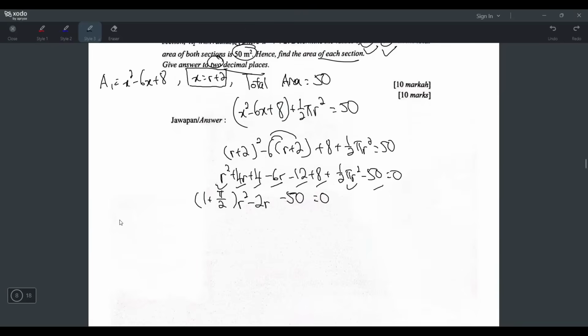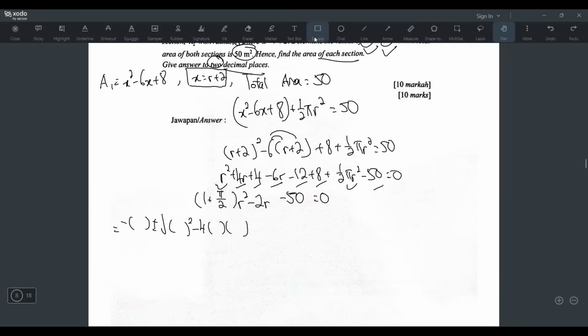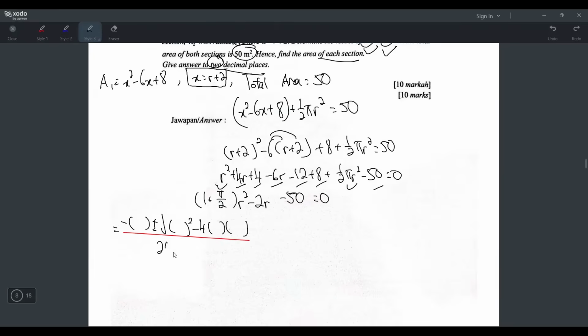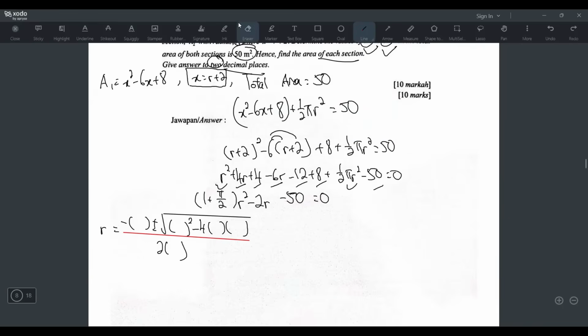So let's do the quadratic formula. The formula is x equals negative b plus minus square root b squared minus 4ac, over 2a. But instead of writing x equals, you have to write r. So over 2a. Alright, so this is how it looks now. Write r equals, not x equals. So later here will be r equals.